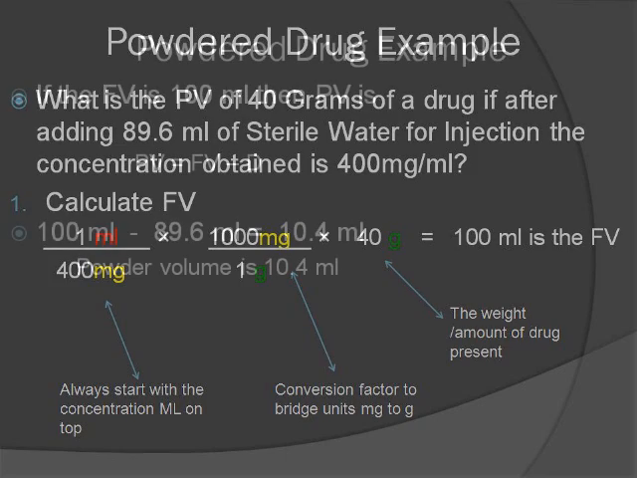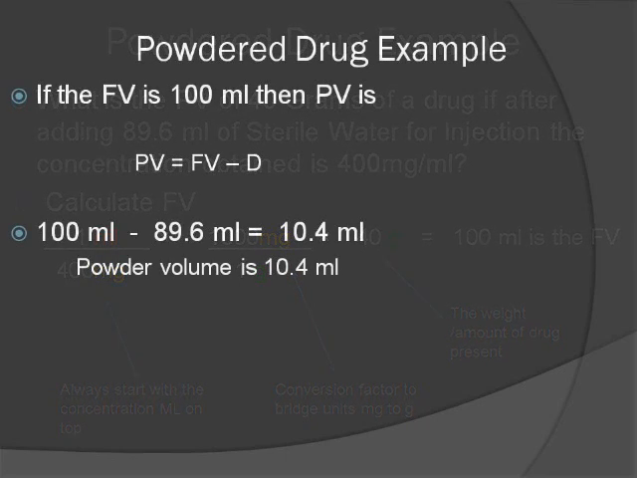So on the next slide, you see that the last step would be calculating the powder volume. So by knowing that the final volume is 100 mLs, we subtract the diluent, which the problem initially gave to us, that it was 89.6.